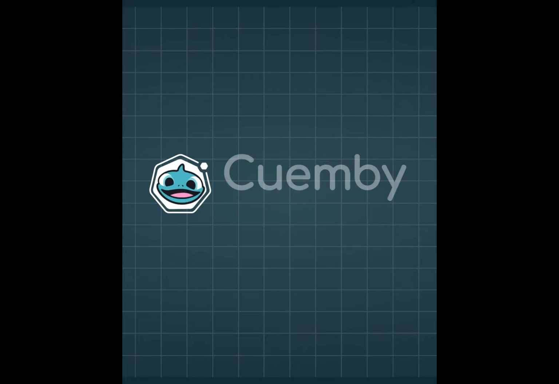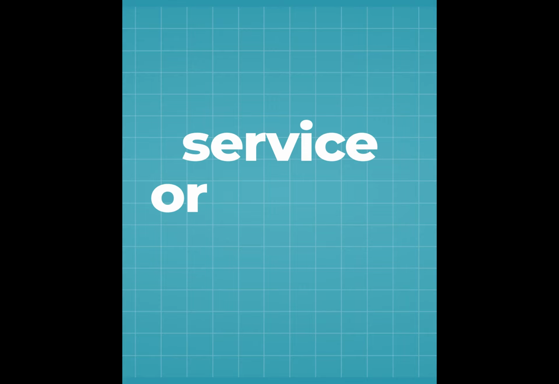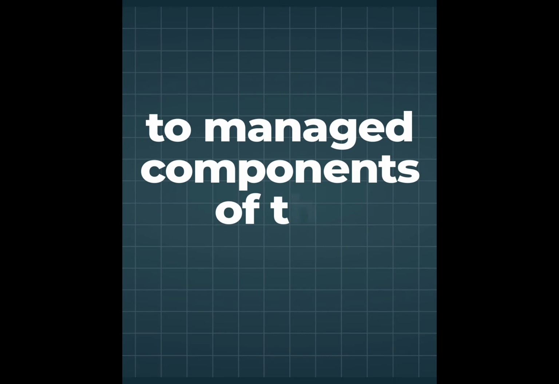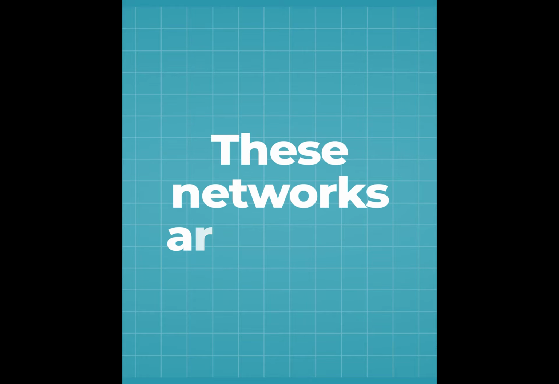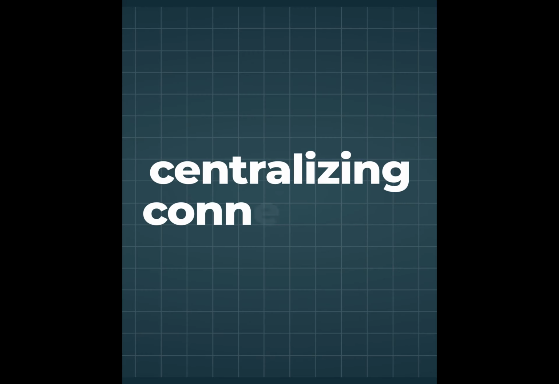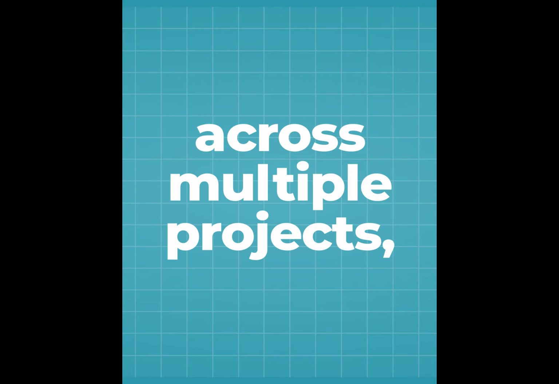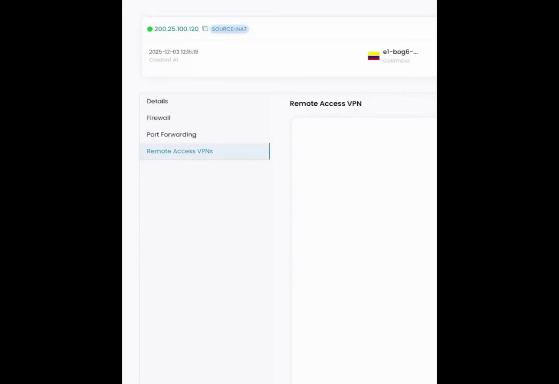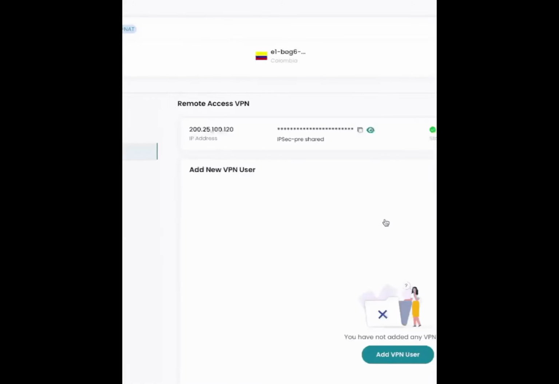Cuemby Cloud also allows the use of service networks or shared networks, which facilitate connections to managed components of the platform. These networks are useful for connecting instances to managed services, centralizing connectivity across multiple projects, and simplifying complex architectures. Once networks are created, they can be associated with various resources, such as virtual machines, load balancers, Kubernetes clusters, VPNs, site-to-site, client-to-site, and more.